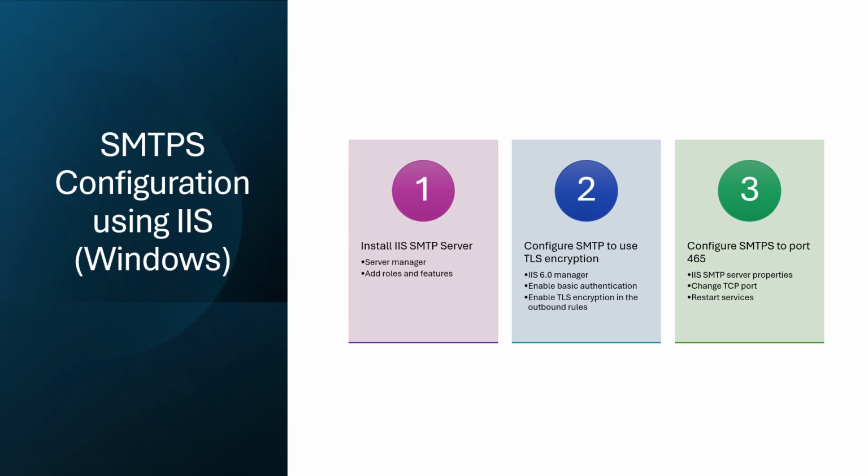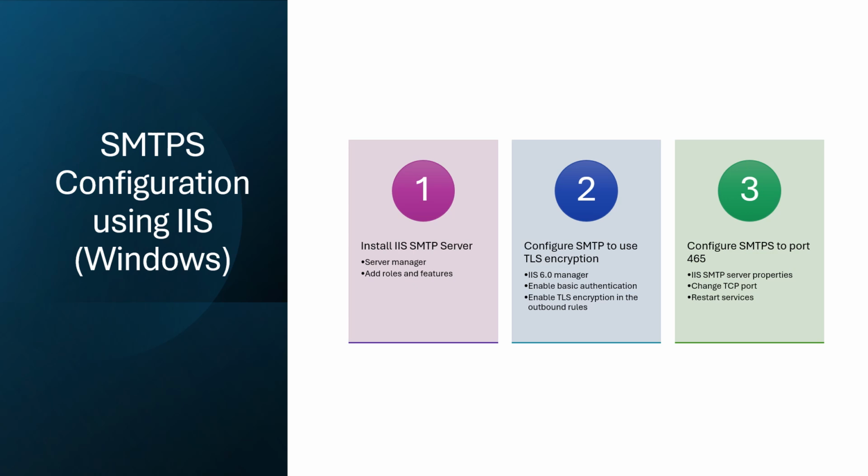Next, configure your system to use TLS encryption. So you're going to open IIS 6.0 Manager, go to the Properties, Access tab, and click Authentication. Check Basic Authentication and enable TLS encryption in the outbound rules. This encrypts email communication to prevent man-in-the-middle attacks and ensures compliance with modern-day security standards.